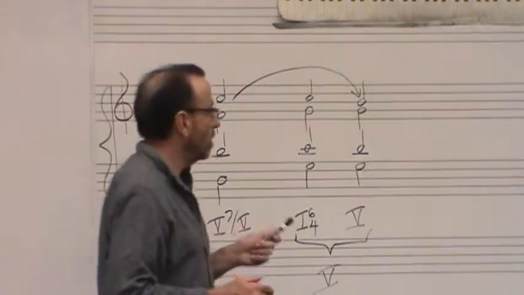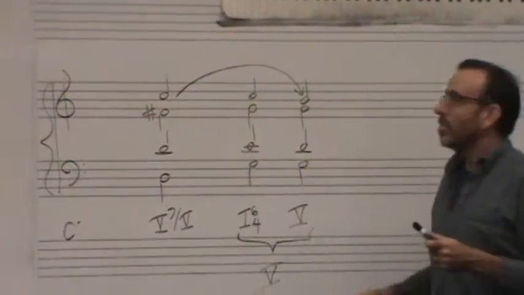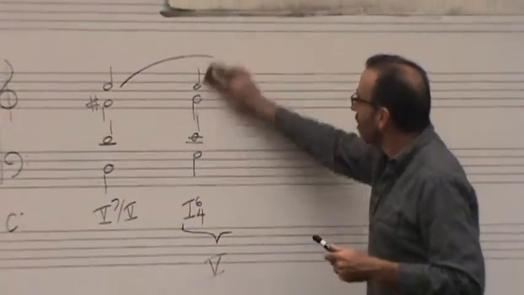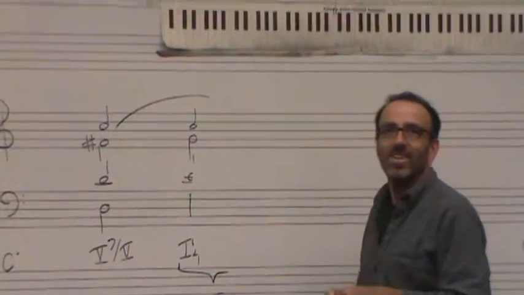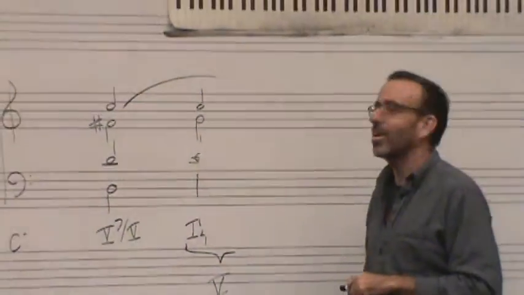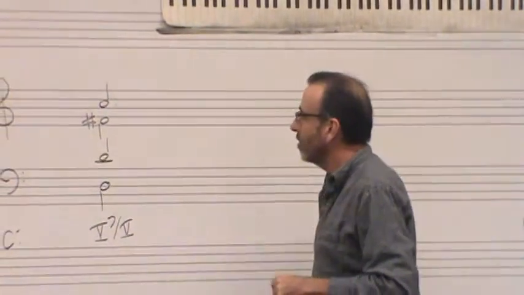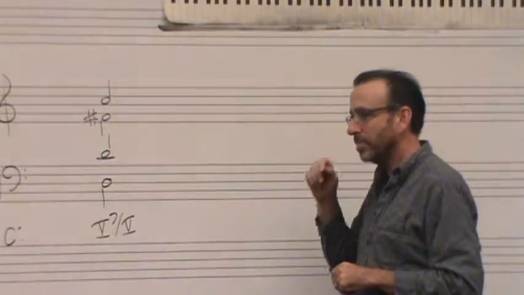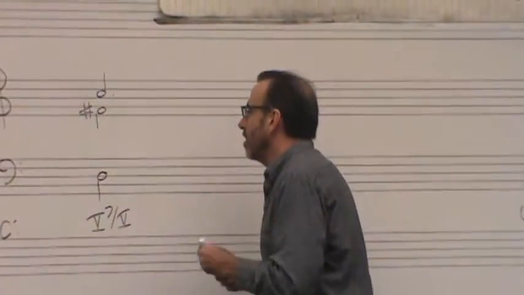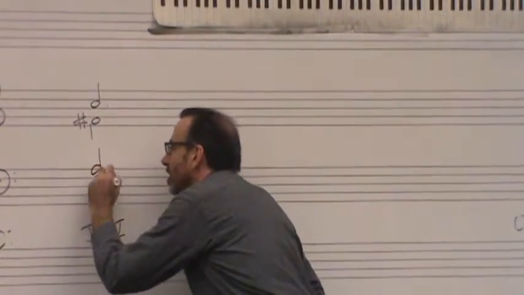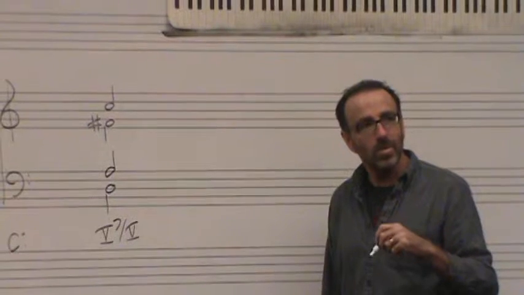And then finally, the trickiest non-resolution of a secondary dominant would be instead to resolve it to its deceptive resolution. So it'd be the deceptive resolution of a secondary dominant.